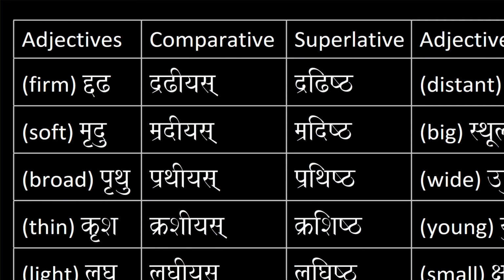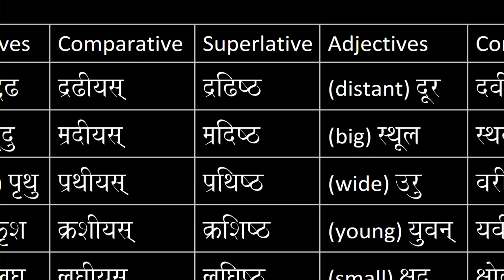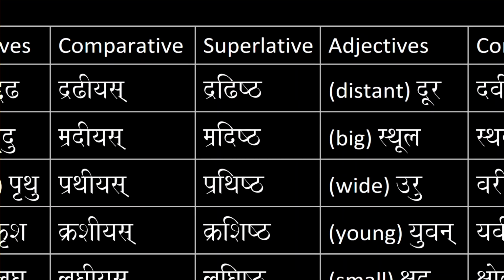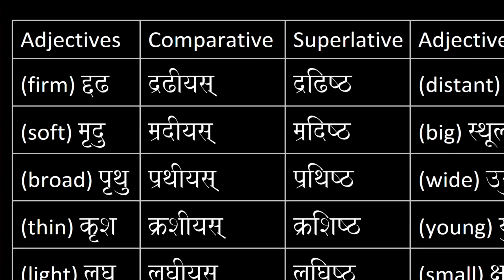So, our first adjective is the word firm, which means dridha. Dridha changes, the dri turns into dra. So for the comparative, you end up having dradhiyas because you're adding your iyas at the end. And then for the superlative, because you're adding ishtha, you're going to end up with dradhishtha. So that would be firmer and firmest.